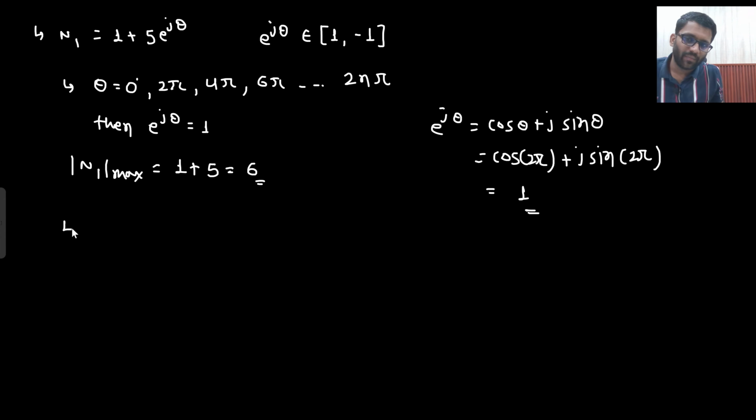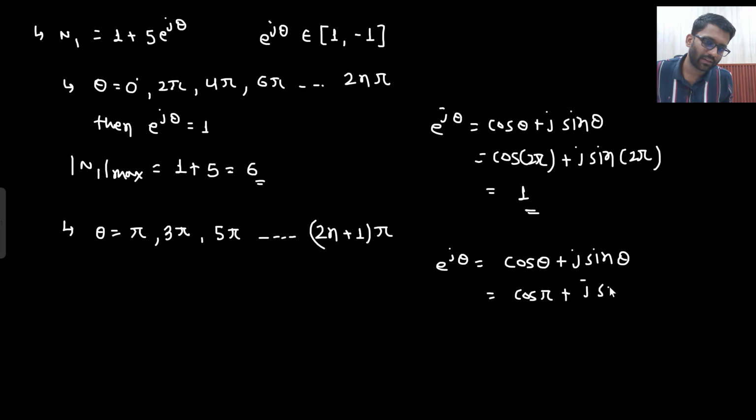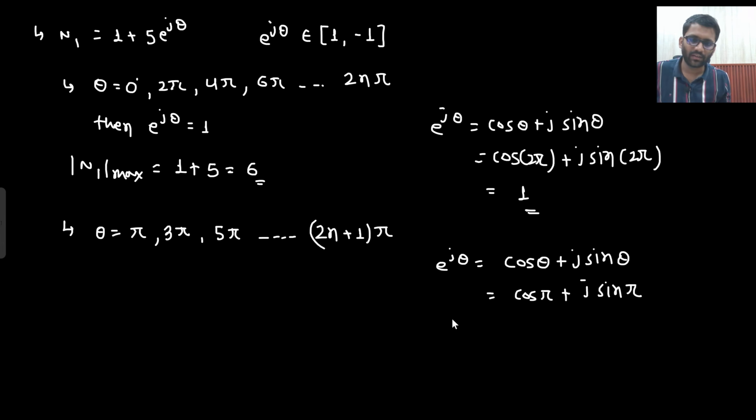Now, if I need minima, so if my theta is equal to pi, 3 pi, 5 pi and so on, or you can say (2n plus 1) pi, then what will happen? What is your e to the power j theta? Again you write down cos theta plus j sin theta. If I put pi, cos pi plus j sin pi, what is sin pi? 0. If you remember the graph of sine, pi, 2 pi, 3 pi, all are 0 only. But what is cos pi? Cos pi is minus 1. So e to the power j theta is equal to minus 1.